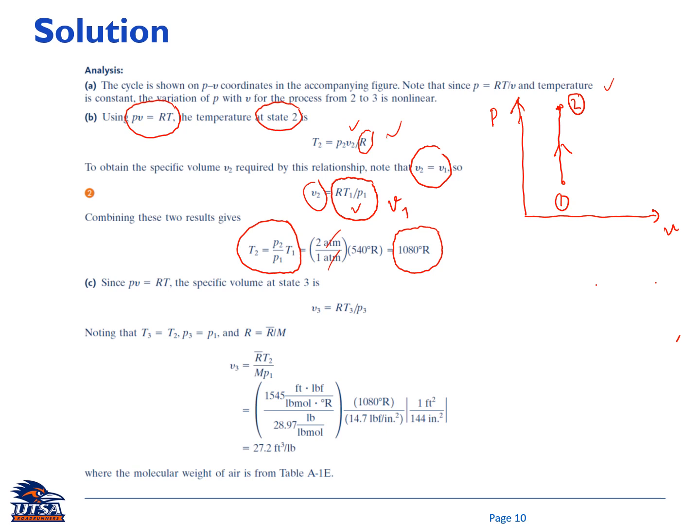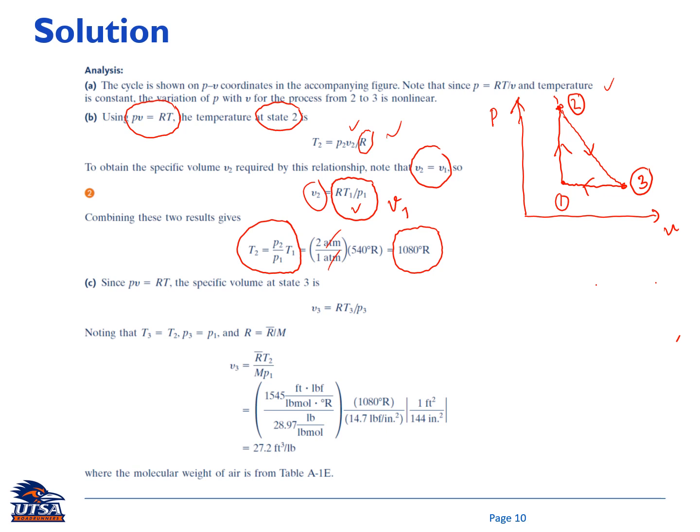Go next to question C. So it is the specific volume at state number 3. So let me continue the drawing here, PV diagram. So this is the constant temperature line. So I think I have this one. So this is state 3. So question C is what is the specific volume at state 3.